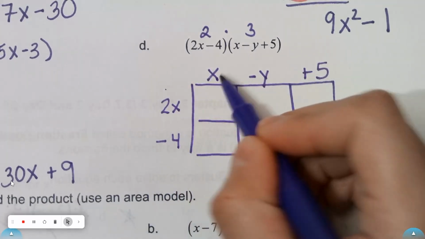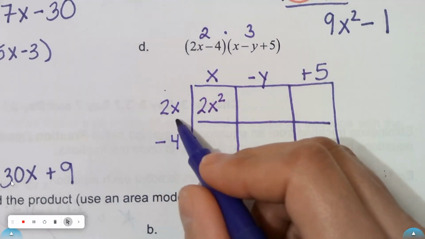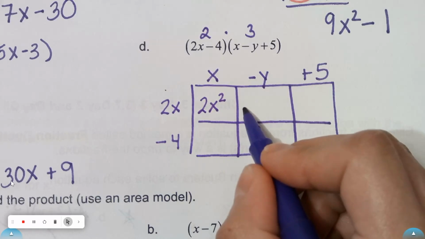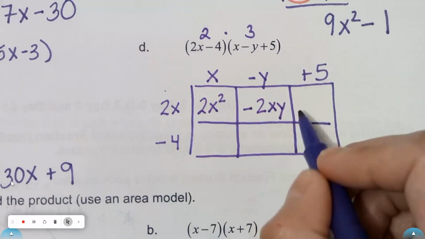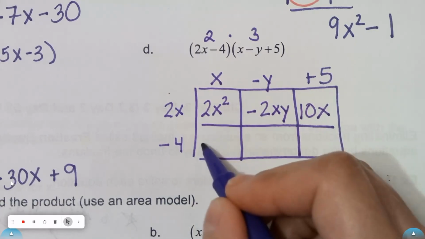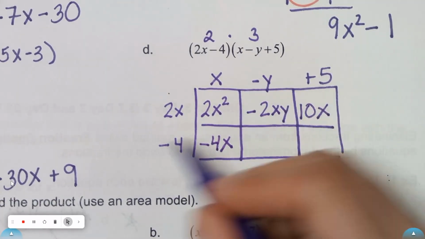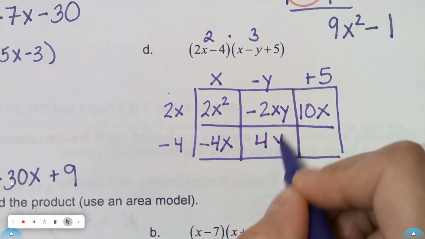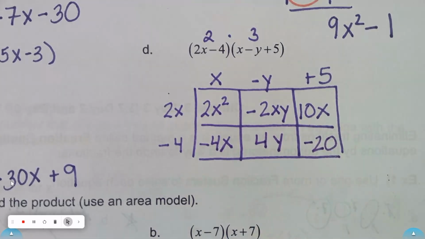All right, I'm going to multiply each box. So 2x times x is 2x squared. 2x times negative y is negative 2xy. 5 times 2x is 10x. x times negative 4 is negative 4x. Negative y times negative 4 is positive 4y. And then 5 times negative 4 is negative 20.